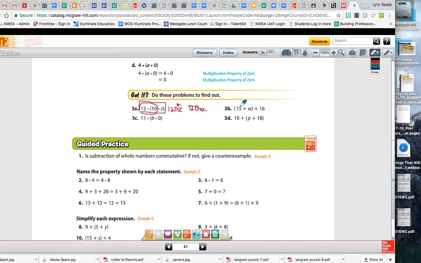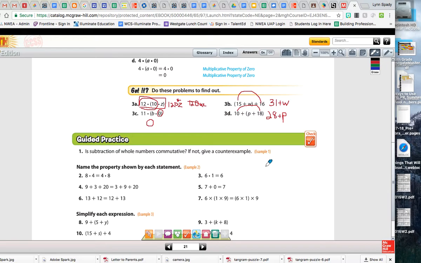For 3b, we have 15 plus w plus 16. And again, the associative property of addition says that I can group the 15 and the 16 together to make 31. And simplified, that would just be 31 plus w. For 3c, I see a 0 there, so the multiplicative property of 0 means that anything times 0 is 0, so the simplest form of 3c is 0. Finally, on D, we again have an associative property problem where we can group the 10 and the 18 to make 28, and so the simplified version is 28 plus P.